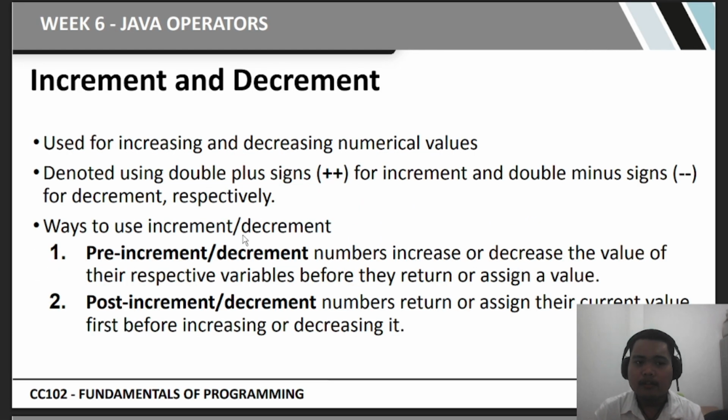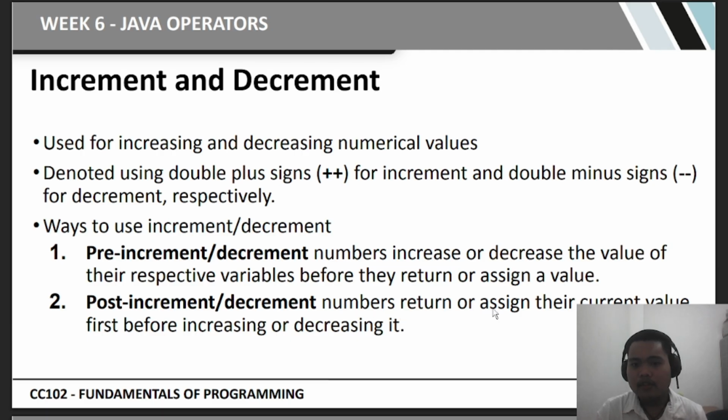Next, the increment and decrement. It is used for increasing and decreasing numerical values, denoted using double plus signs for increment and double minus signs for decrement, respectively. There are two ways to use increment and decrement. First is the pre-increment and pre-decrement. These increase or decrease the value of their respective variables before they return or assign a value, meaning that pre-increment or pre-decrement uses the updated value of a variable before they return or assign a value. Next is post-increment or post-decrement.